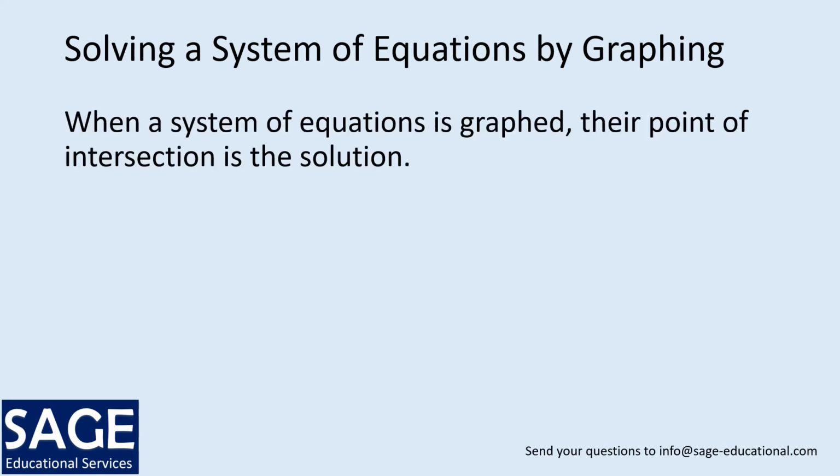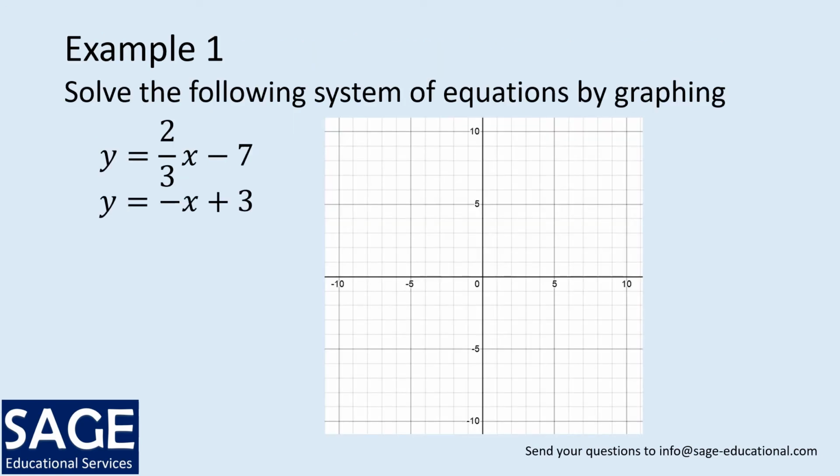So let's see what it means to solve by graphing. When a system of equations is graphed, the point of intersection is the solution. For example, we have these two lines, y equals 2/3x minus 7, and y equals -x plus 3. So we graph those equations. Here's the graph of the first equation, and here's the graph of the second equation, and the point where they intersect is the solution to these equations. So I would say that the solution is the point (6, -3). These are the same equations that I had in one of the earlier examples.